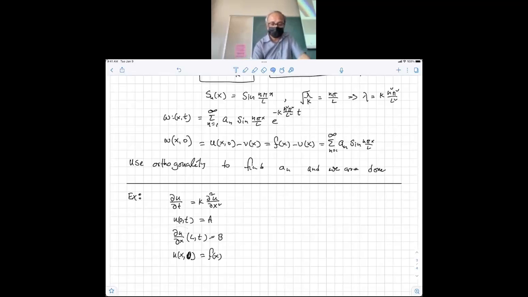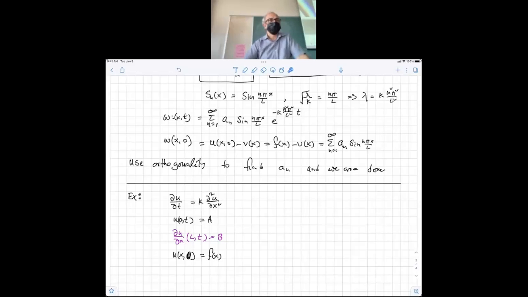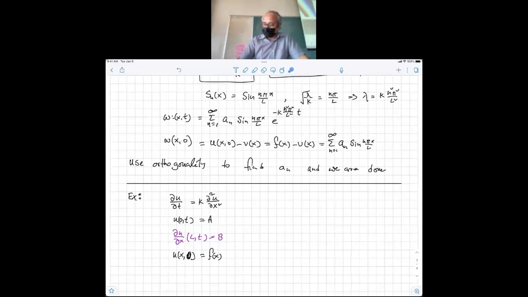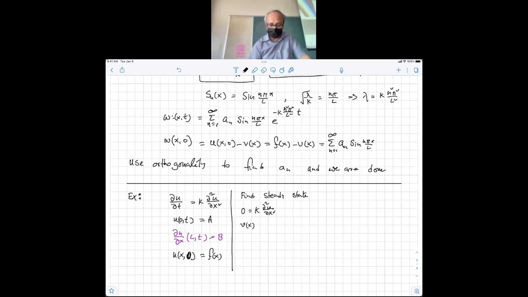So all I have changed is this condition. So maybe just change the color. Everything else is the same and non-homogeneous. So what we do is we look for a steady state, and I have just shown how to do that. You can find it. That will definitely be V of x equals C1 x plus C2. So once you have found the steady state, solve.